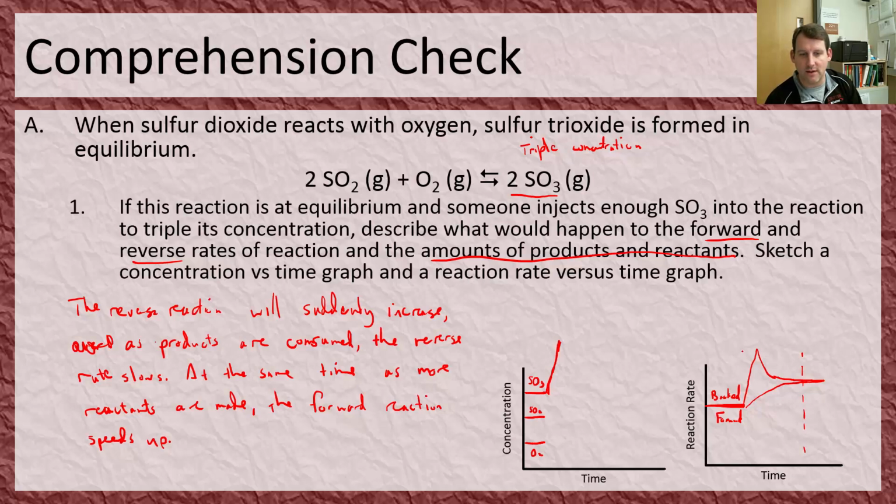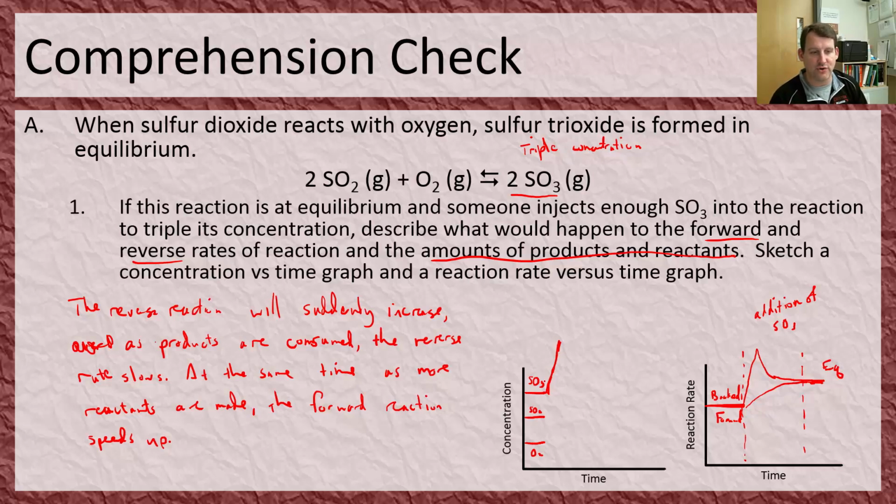So here's equilibrium, here's our disruption. This is the addition of SO3. And we have a new equilibrium position up here at the reaction rates. Our old one was here. Okay? So again, both rates increased. They meet in the middle somewhere. It's not exactly the middle. It depends on where it's going to be, but it's going to be in the middle somewhere.